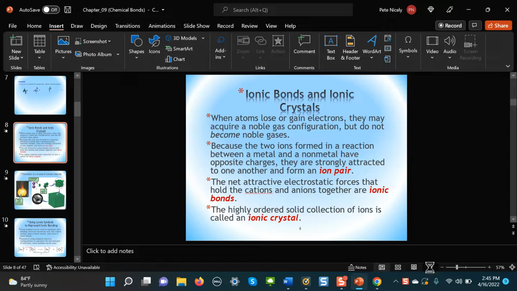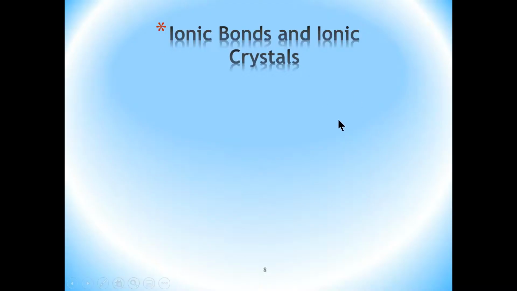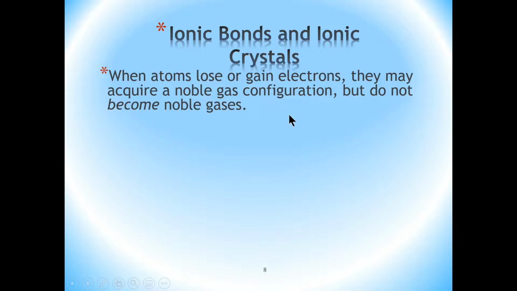We're going to talk about ionic bonding in this section. So first thing I want to mention is that when you have atoms losing or gaining electrons to form an ionic compound, they acquire the noble gas configuration, but you need to recognize that they are not simply converted to a noble gas, and that's because the number of protons will not change.